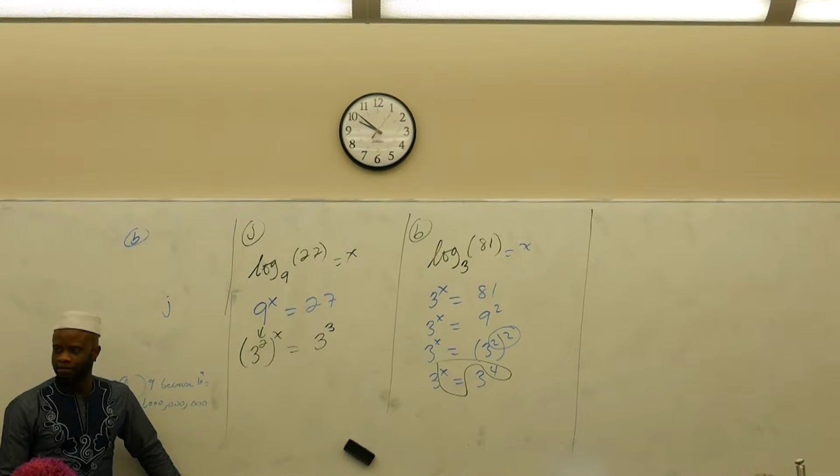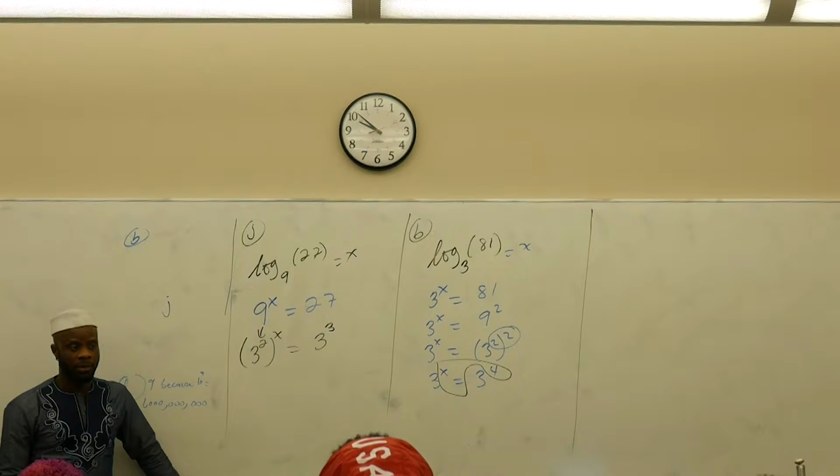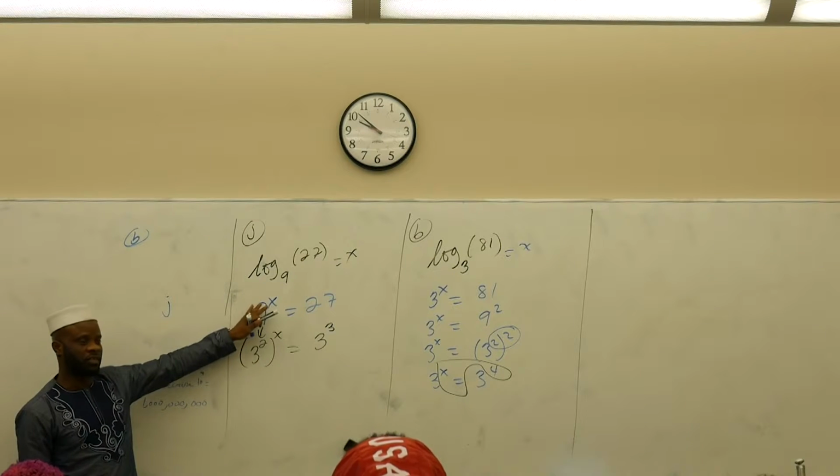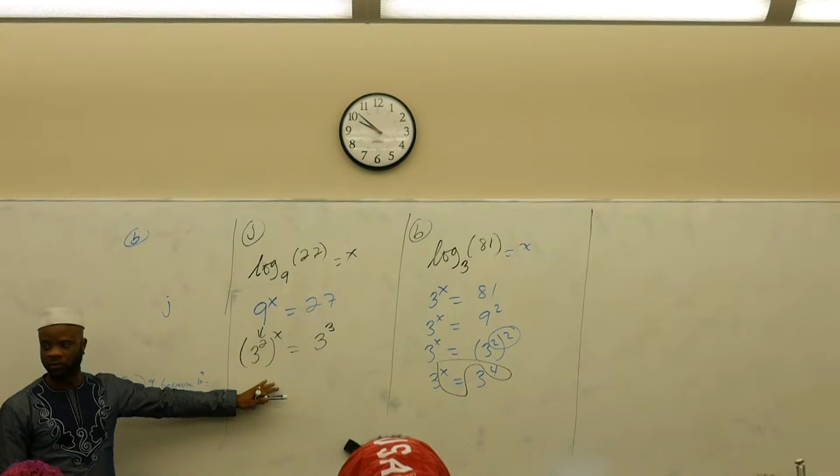You see that? We're good? Did I lose anybody? Because I haven't done anything different. I just changed the 9 into 3 squared because 3 times 3 is 9.